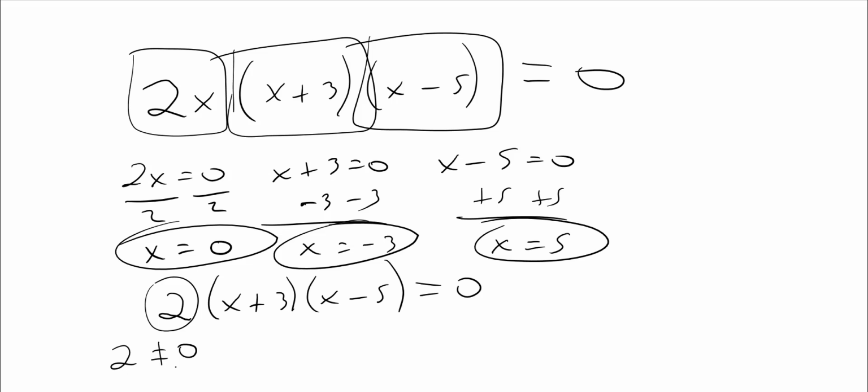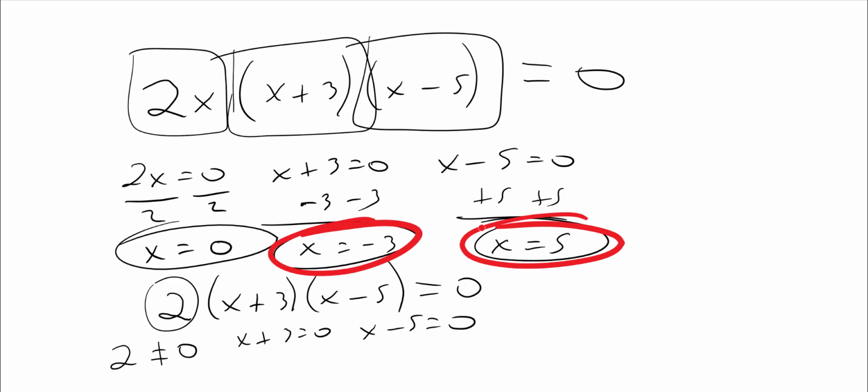So in this case, you would literally just have 2 answers. You would have x plus 3 equals 0 and x minus 5 equals 0. Just like we did over here, after you solve, you'd get x equals negative 3 and x equals 5. So you have to have a variable next to it to set it equal to 0. If there's no variable, don't set it equal to 0. It's important. Very important.